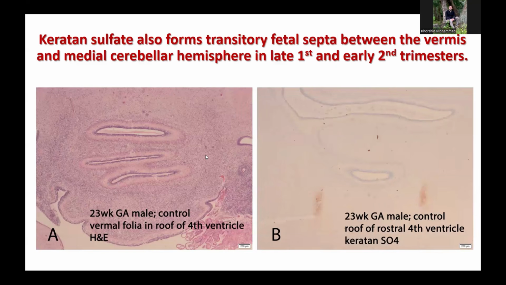And we can see this also in the cerebellum. In the early cerebellum, there's a transitory septum on either side with keratan sulfate in the cerebellum that separates the vermis from the lateral hemispheres, which is not appreciated with the histological stains such as H&E.